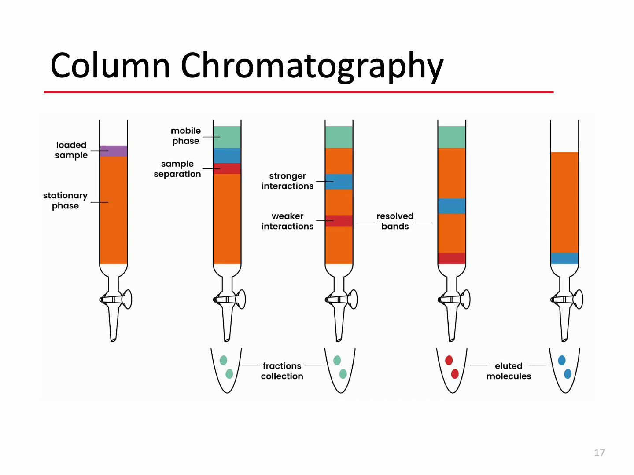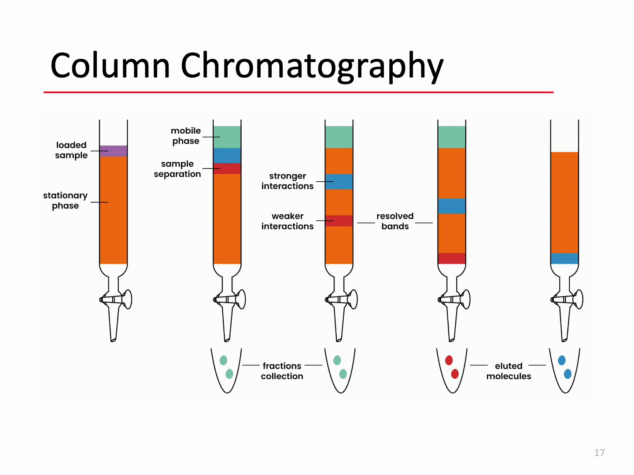Obviously, when we look at the compounds having weaker interactions with the column, we will collect them faster in comparison with the compounds having a stronger interaction, which will take more time to pass through the stationary phase. This is one way to collect, of course, two compounds here.